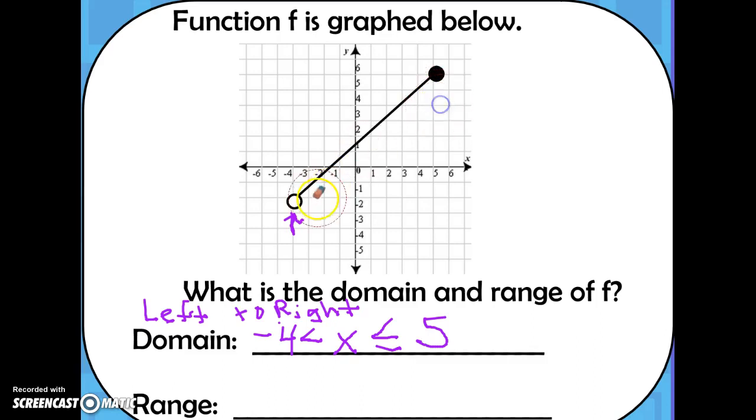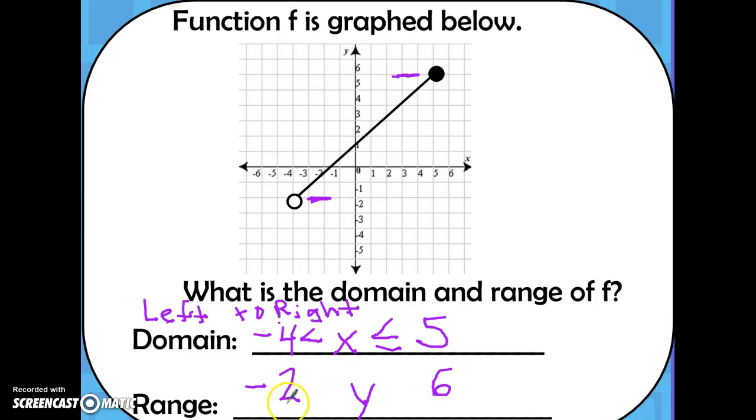Next, we need to have the range. And so for the range, we are going to look from the bottom to the top. So we're looking right here at the bottom of the graph. And the number I have there is -2. That's the least number. The bottom is lower than the top because the top is positive. And then the top of the graph is at 6. And these are the values for y, so we'll put y in the middle.